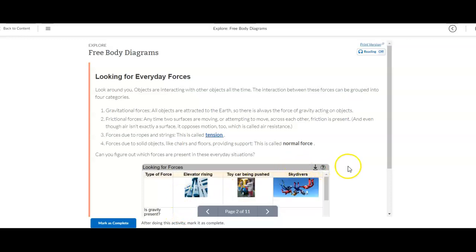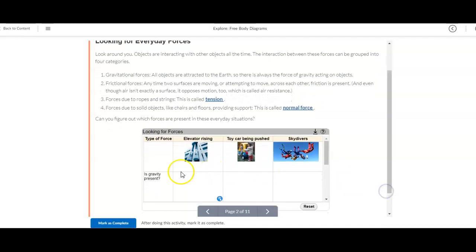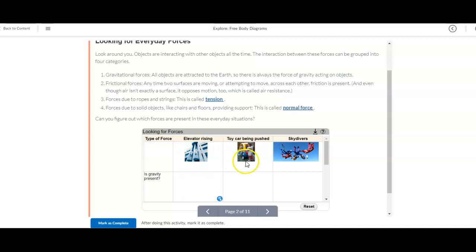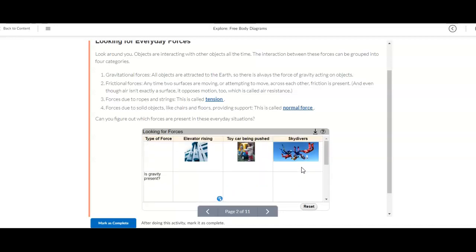And so we have this activity that asked if we can figure out which forces are present in these situations. So you've got an elevator rising, a toy car being pushed, skydivers. If you are able to go through and fill all of this out, then you'll have a good understanding of these 4 types of forces.